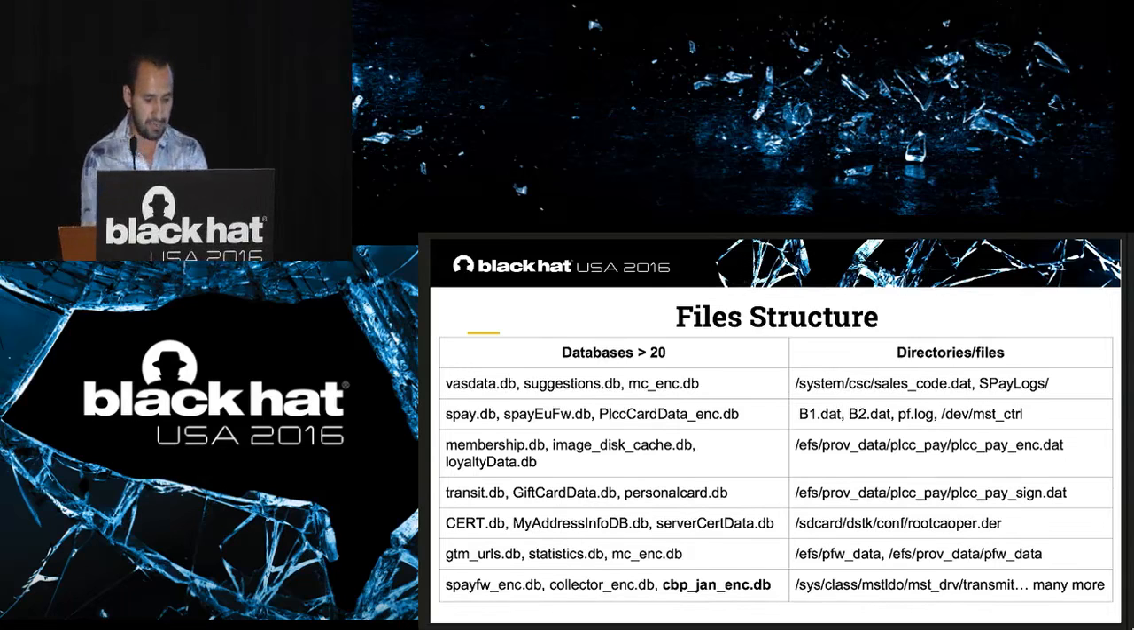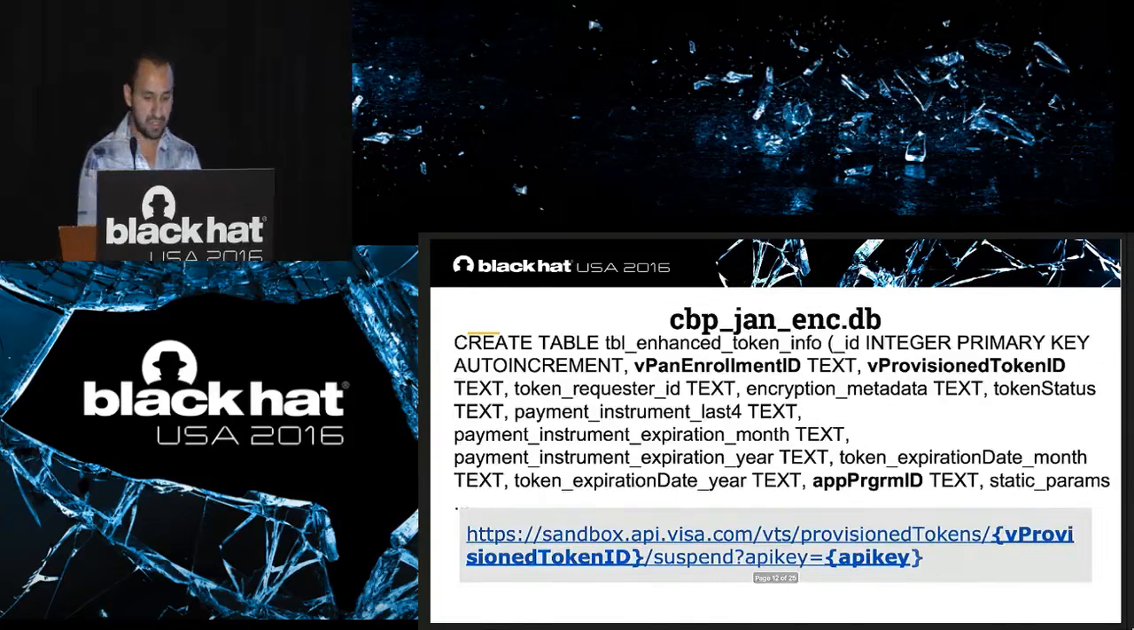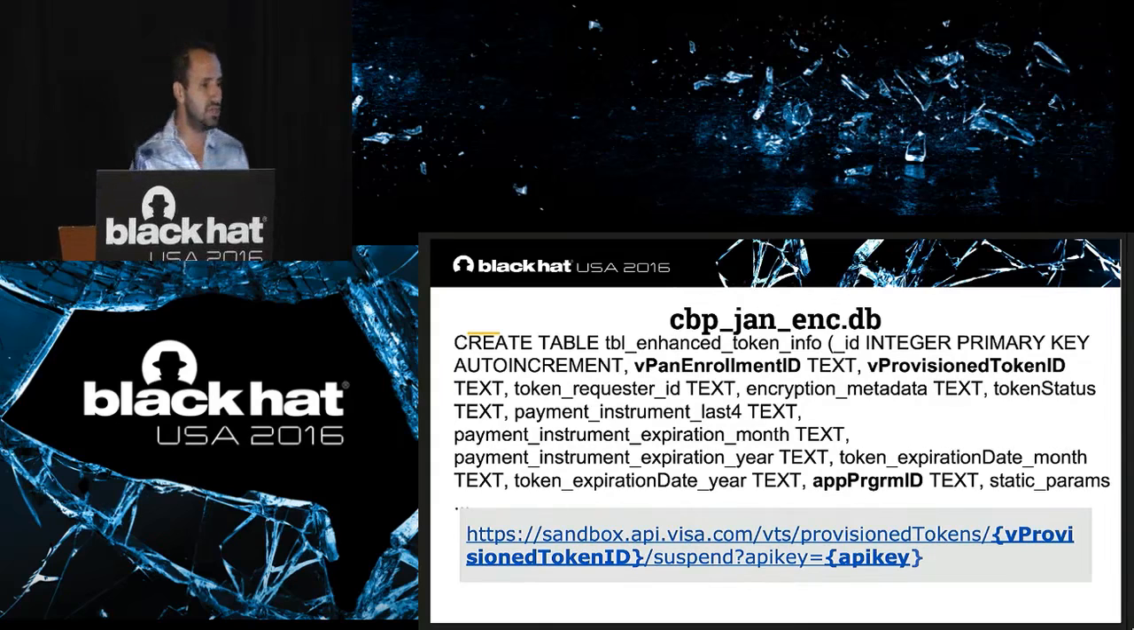Let's talk a little bit about this database in the bottom, CVP Jan Encryption DB. Let's see the structure of this database. What we can see here is some very important information: a provision token ID, app program ID, VPN enrollment ID. Some of this information could be used to update the token status.